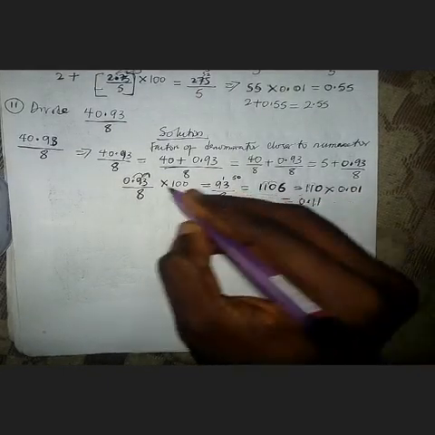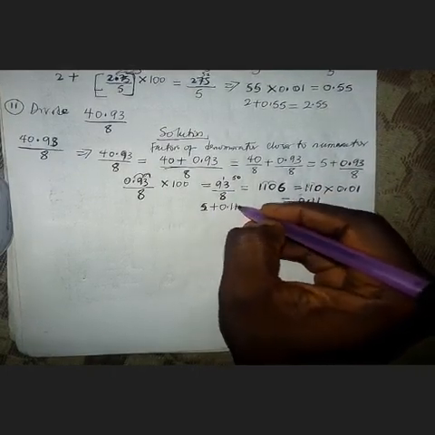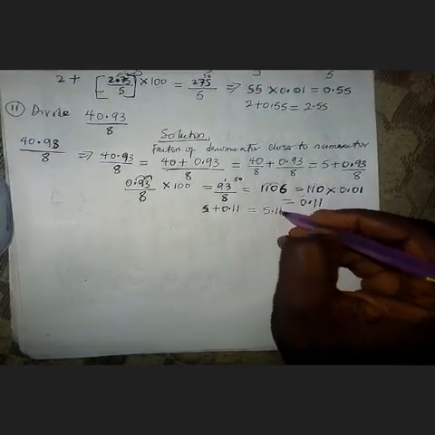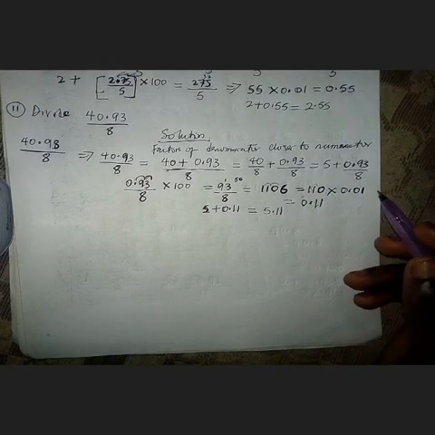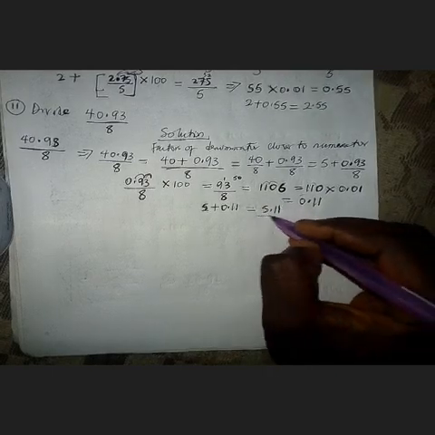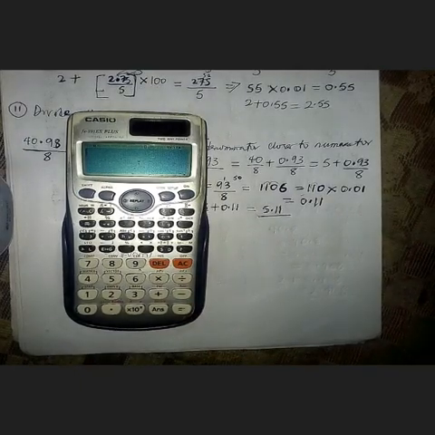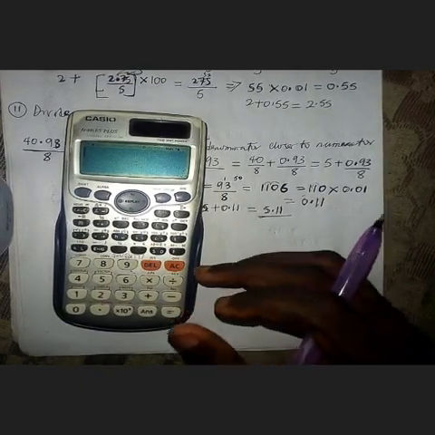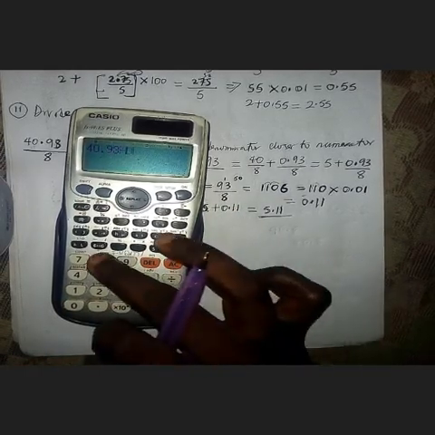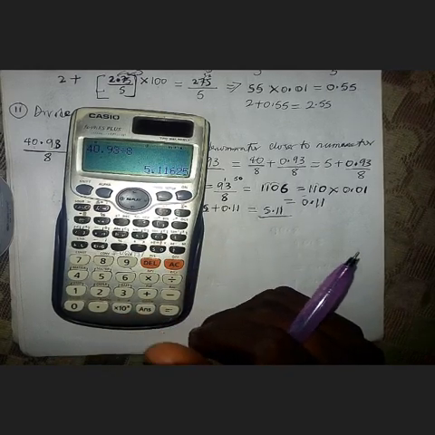That's 5 plus 0.11. That's what? 5.11. So that is the answer. You can check it with a calculator and see. The question is 40.93 divided by 8. You can see.